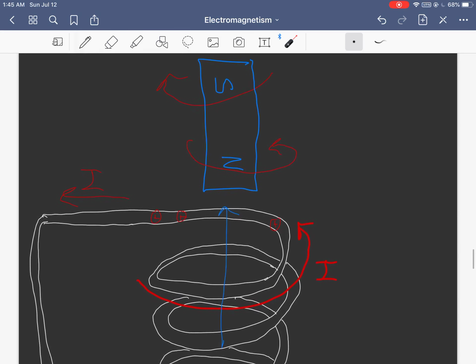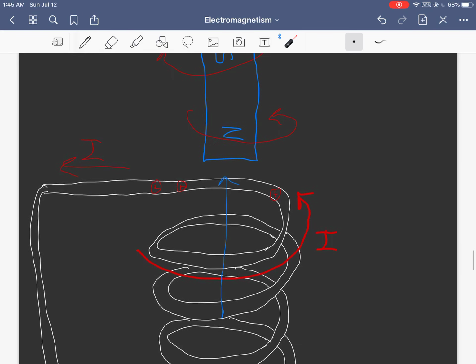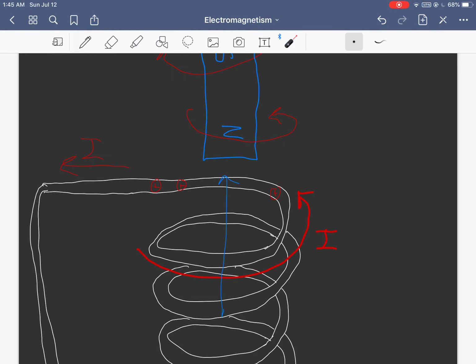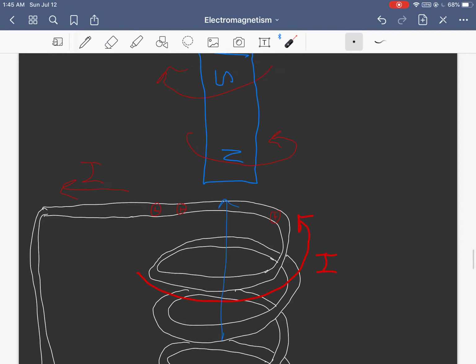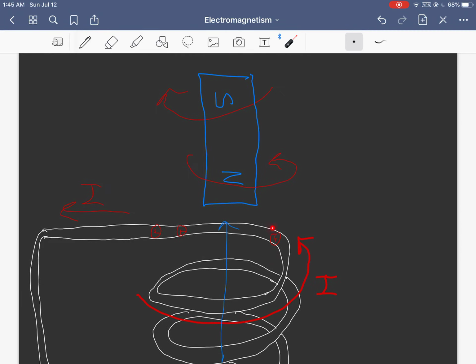This idea is called Lenz's law, and it's the reason why conservation of energy is conserved. These electrons move, but they're going to slow down the magnet. They're going to take energy away from the magnet as they move.